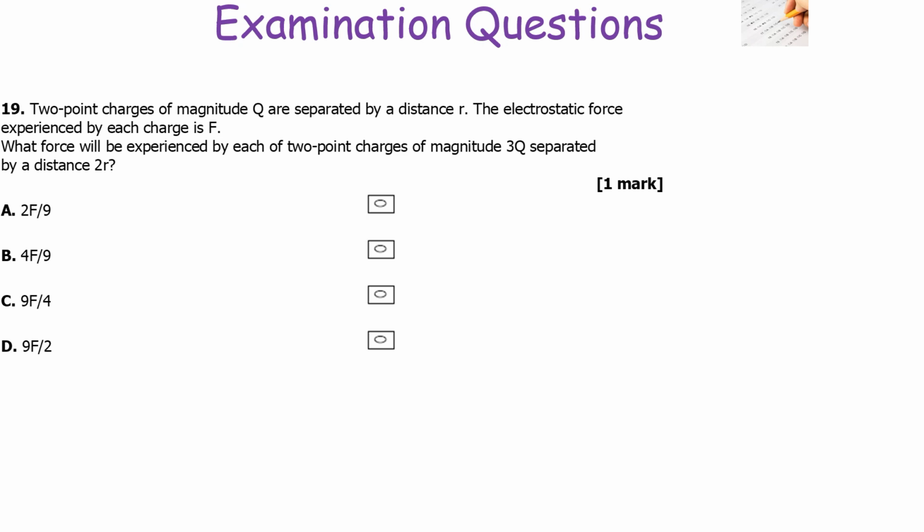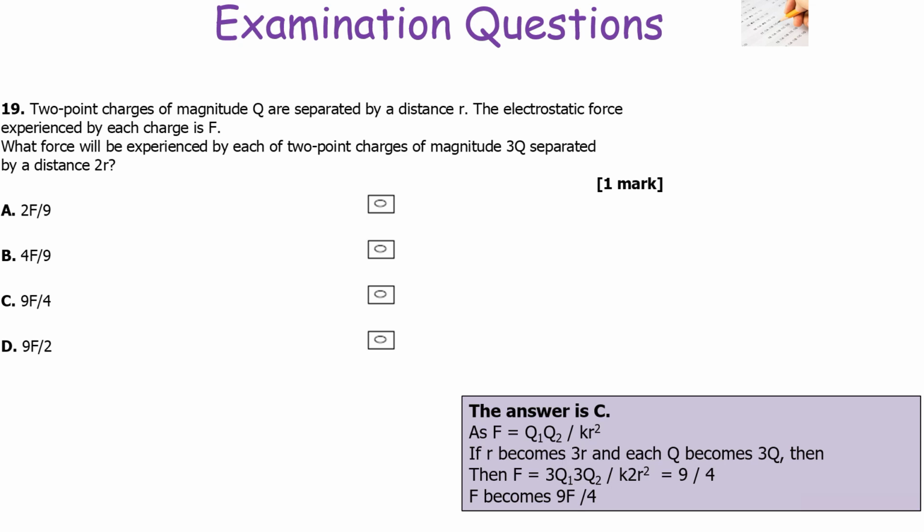Right, our answer here is C, because like I said before, Coulomb's law says that F equals Q1 Q2 over K R squared, where K is 1 over 4 pi epsilon 0. So if R becomes 2R and each Q becomes 3Q, well therefore we can say F is equal to 3Q times by 3Q over K over 2R all squared. So therefore 3 times by 3 is 9, 2 squared equals 4, so it's going to be 9F over 4. So our answer is C.